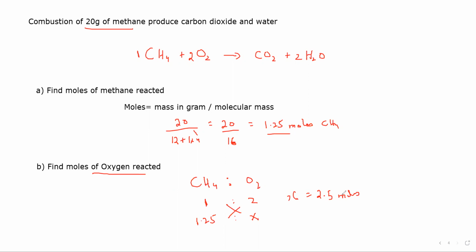For oxygen, we did not use a formula. We use a ratio. Why do we use a ratio? Because we don't have any information about oxygen. The only thing which is given is about the methane.